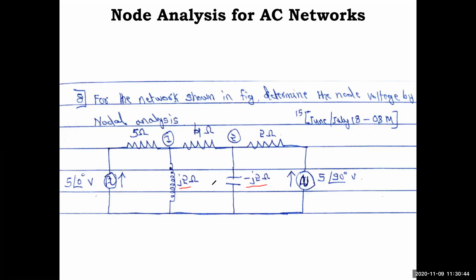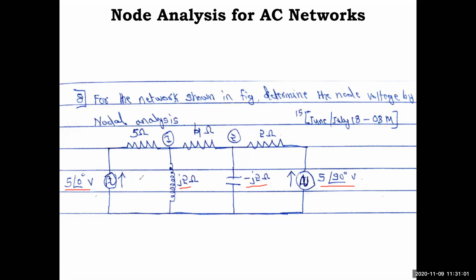How this will come, we have explained in mesh analysis for AC networks also. And the angle is written in rectangular form. So this is in polar form. Here the voltage is also there in rectangular form. So this is the circuit.